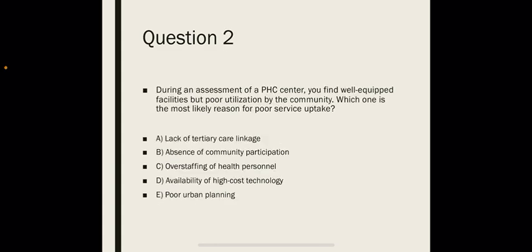Next question is, during an assessment of a PHC center, you find well-equipped facilities but poor utilization by the community. Which one is the most likely reason for poor service uptake? Option A, lack of tertiary care linkage. Option B, absence of community participation. Option C, overstaffing of health personnel. Option D, availability of high-cost technology. Option E, poor urban planning. The correct answer is option B, absence of community participation.